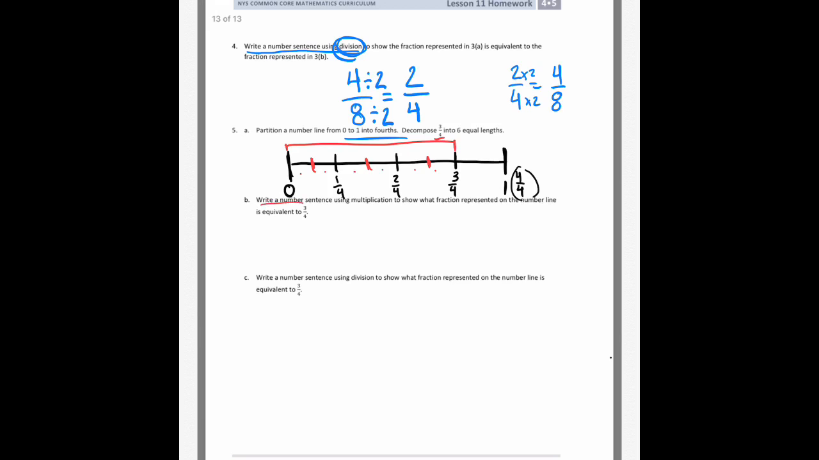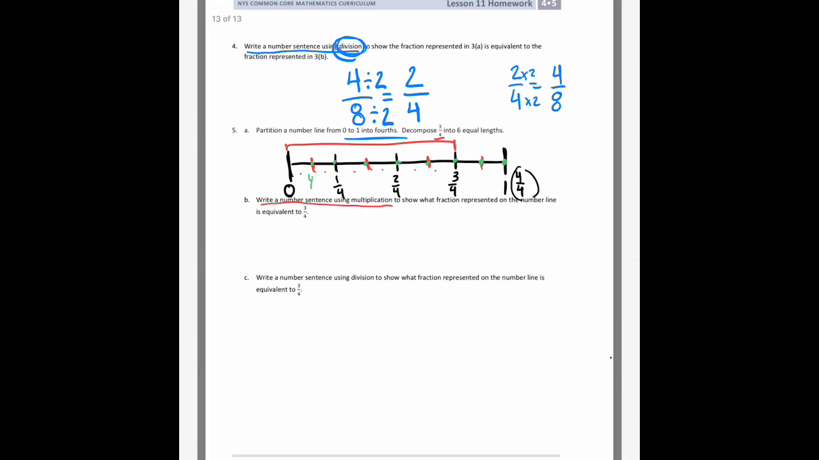Now the next question says to write a number sentence using multiplication to show what fraction represented on the number line is equivalent to the 3/4. Well, I don't even know what those red tick marks are yet, so I need to figure that out. So let's come back up here to the number line, and let's count how many pieces we've separated into if we did the whole thing. So I count 1, 2, 3, 4, 5, 6, 7, 8. It's 6 if you just count the 3/4, but it's 8 total if you were to keep splitting the whole.